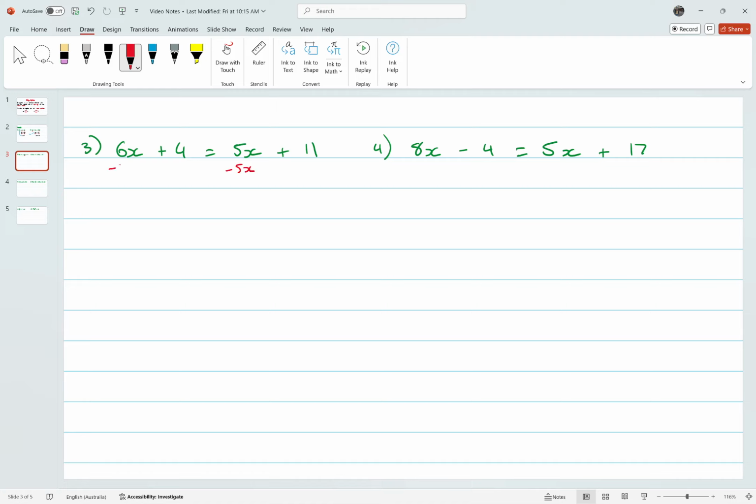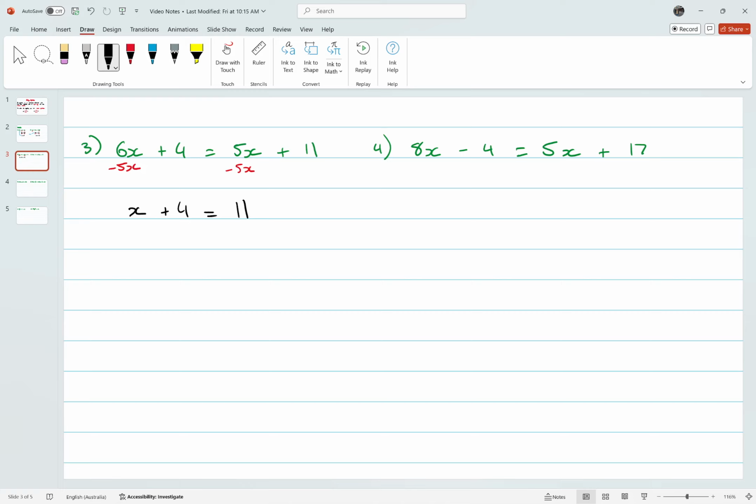Whatever I do to one side, I must do to the other side. However, I'm not going to do 4 minus 5 because, as we know, our most basic rule of algebra is we can only add and subtract like terms. So I am going to do 6x minus 5x, which equals 1x, or we could just write x. But I can't do 4 minus 5 because they're not like terms. So I have x plus 4 equals 11.